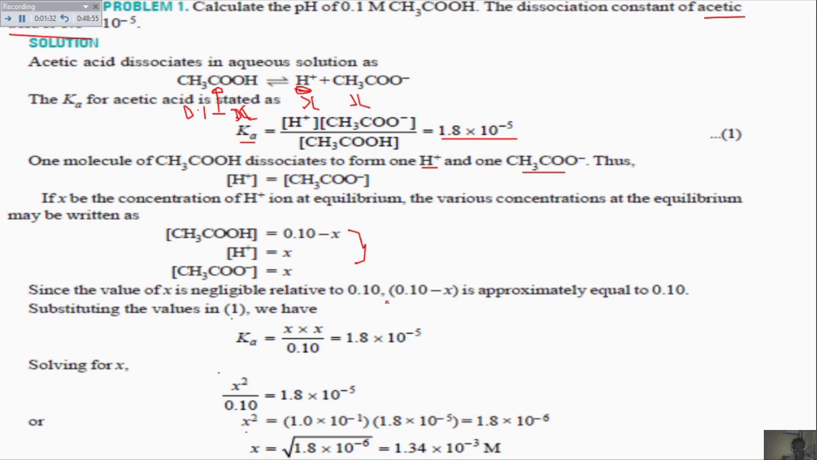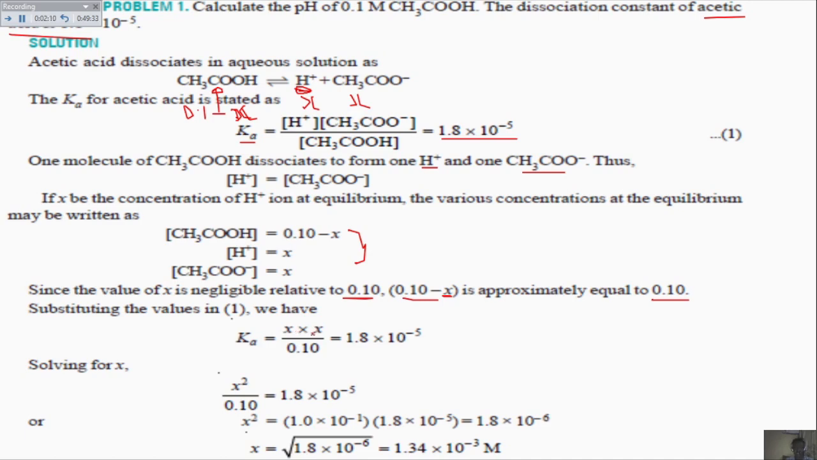In this particular case, this value can be neglected. Instead of having it as 0.1 minus X, yes, you can let the X go. Why? Because the value of X was negligible relative to this. It's very, very small in that regard. Once it is very small, then this total concentration can be approximately equal to 0.10. And when you do that, what happens? You have to determine your X.